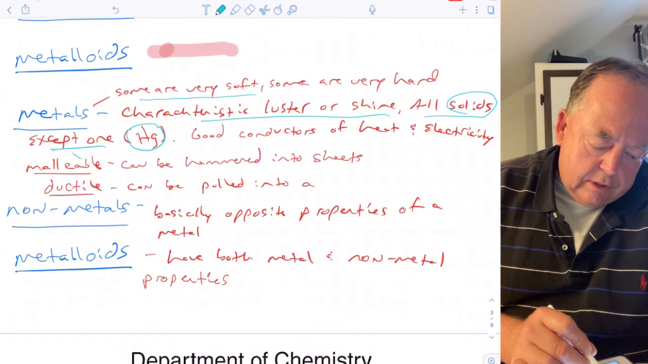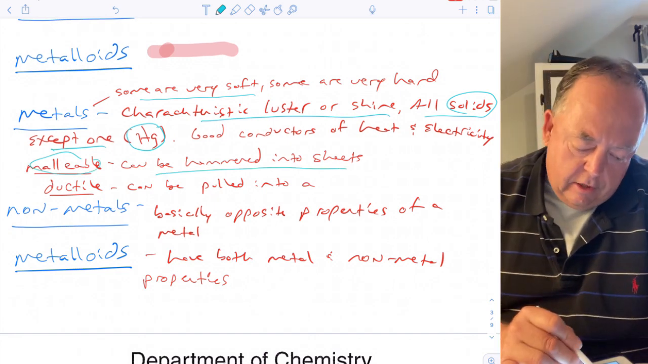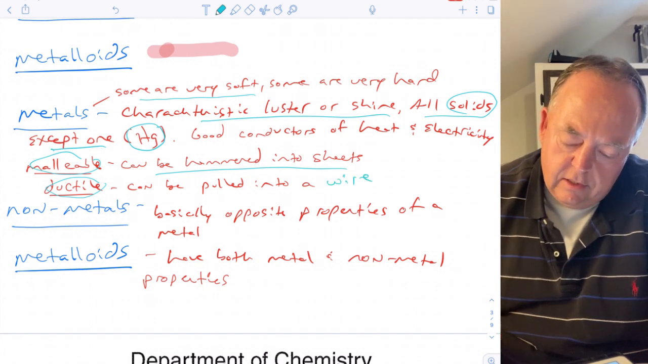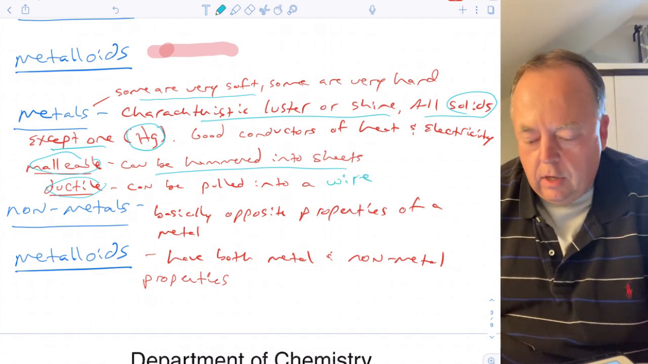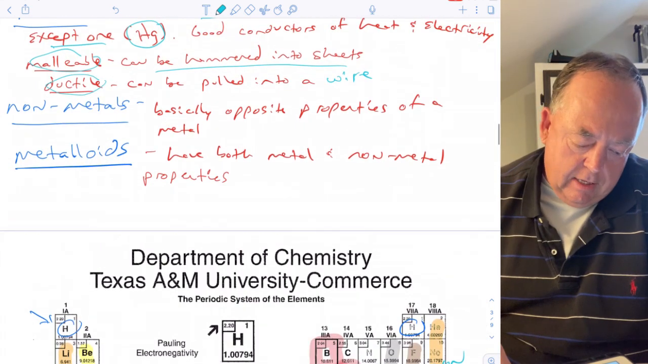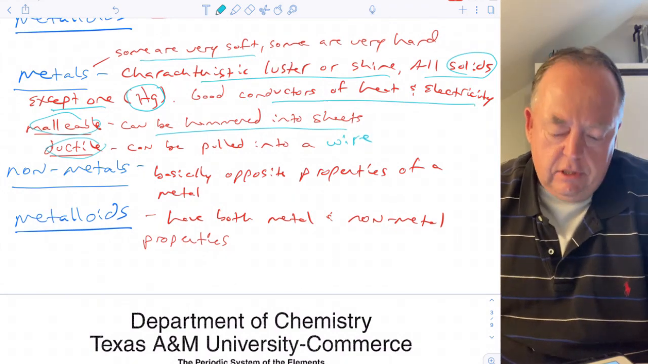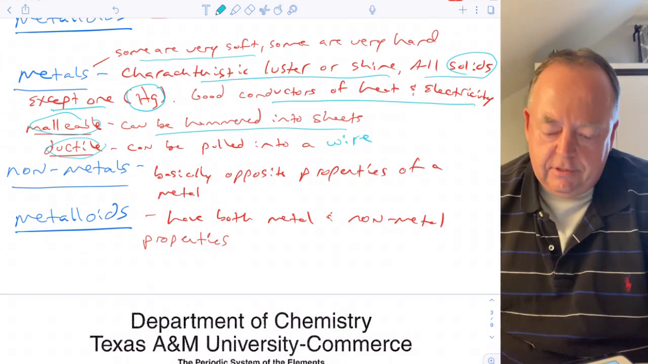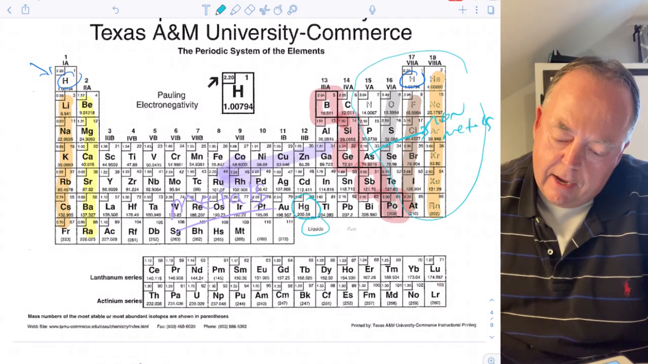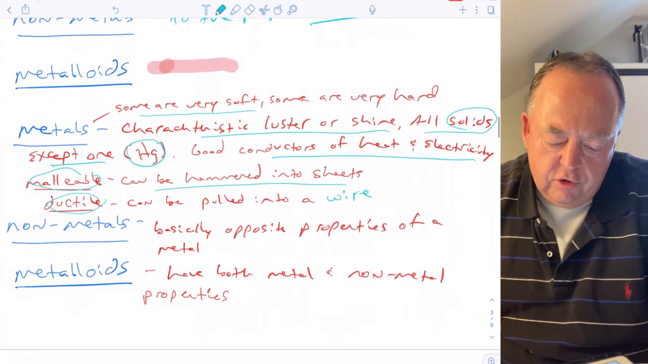They are malleable. What does that mean? That means they can be hammered into sheets, and they're ductile. What does that mean? They can be drawn into a wire, like copper wire, which is very commonly used. Metals are also very good conductors of heat and electricity. The nonmetals are basically opposite. So everything in this part of the periodic table, the nonmetals, are not very good conductors of heat or electricity.